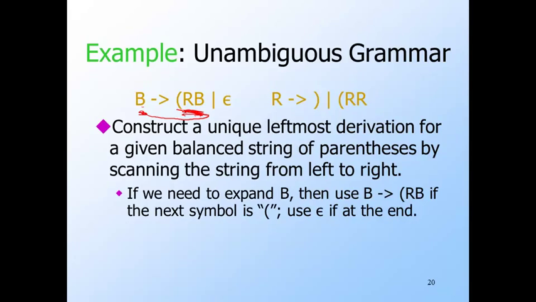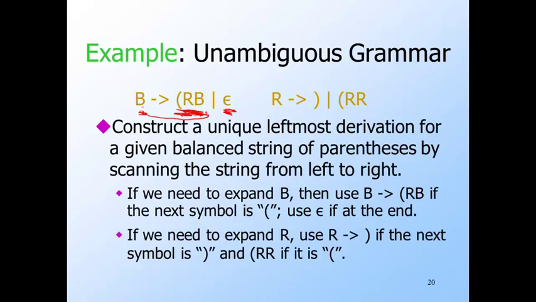Now suppose b is the leftmost variable of a left sentential form. If there's a left parenthesis as the next unmatched input, then we have to expand the b using this production, the paren rb. Because if we use epsilon, then the left sentential form has no more variables, and we can never generate the unmatched left paren. The only time we can use epsilon to replace b is when we have matched the entire input and we have found the unique leftmost derivation.